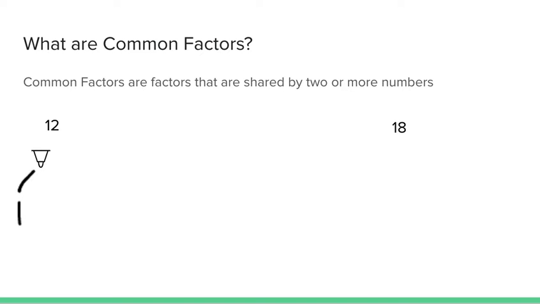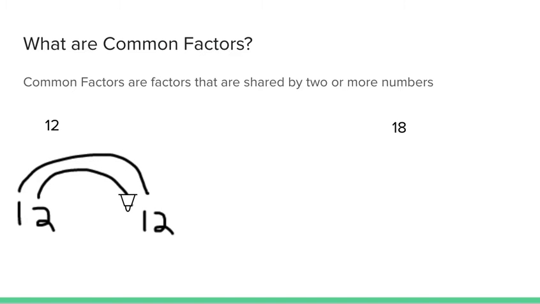Okay, so I always start at 1 and the number itself. So 1 and 12, because 1 times 12 gives us 12, obviously. Move on to 2. 12 is an even number, so 2 is definitely going to be a factor. 2 times 6 gives me 12. Okay, next, move on to 3. I know personally that I can multiply 3 by another number to make 12.